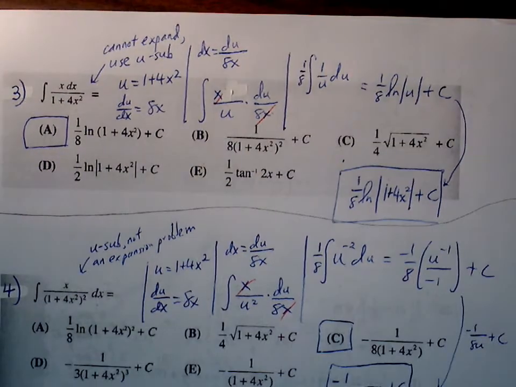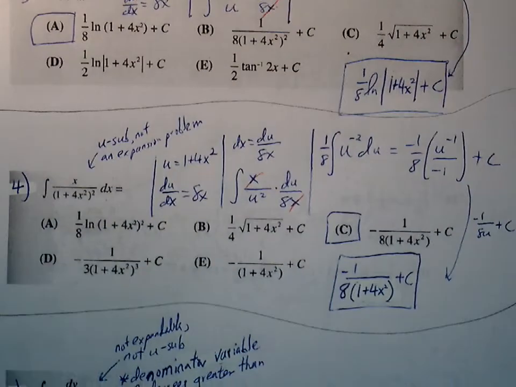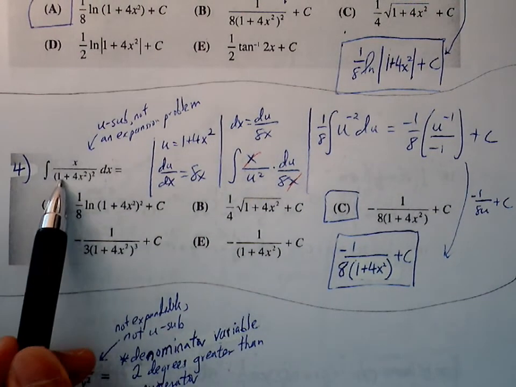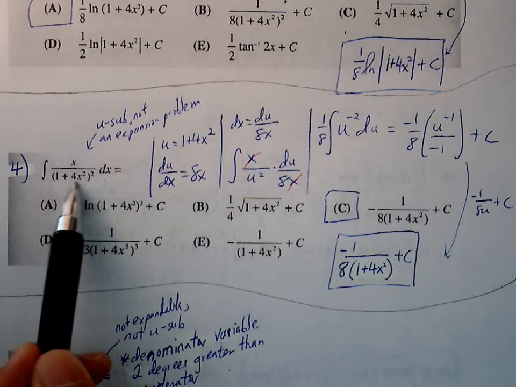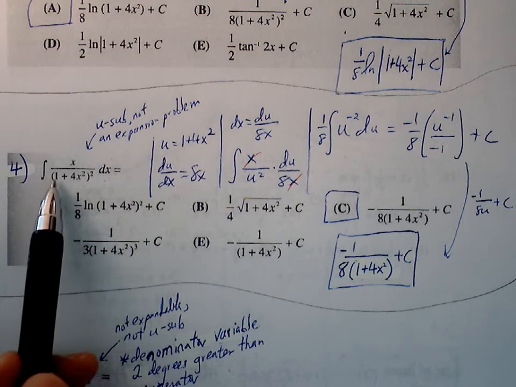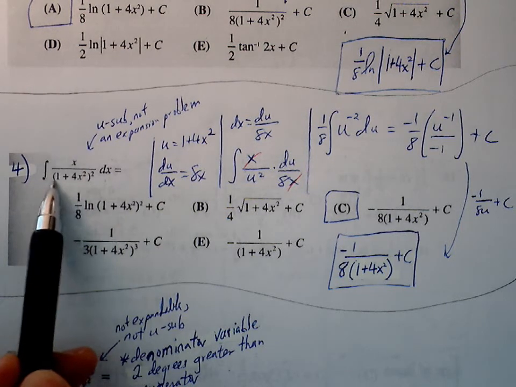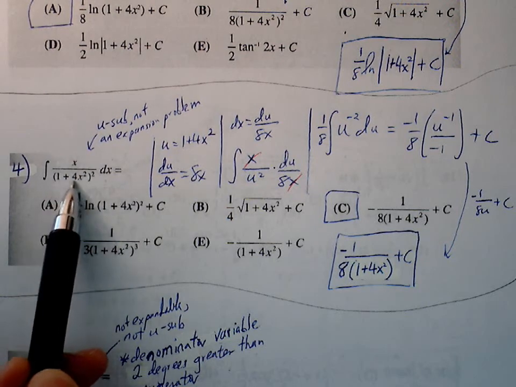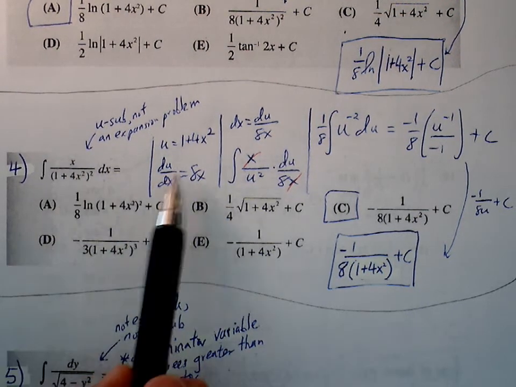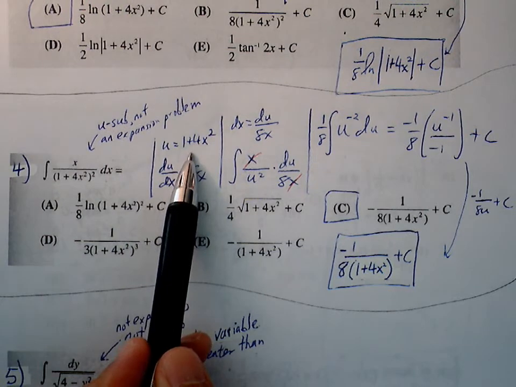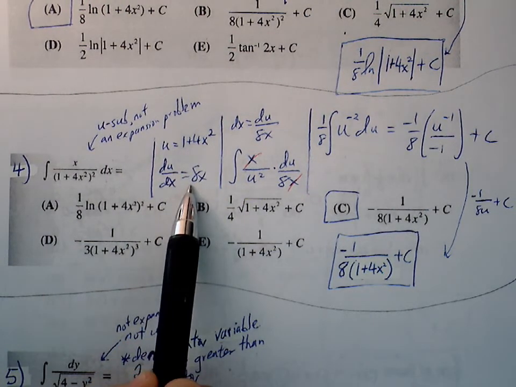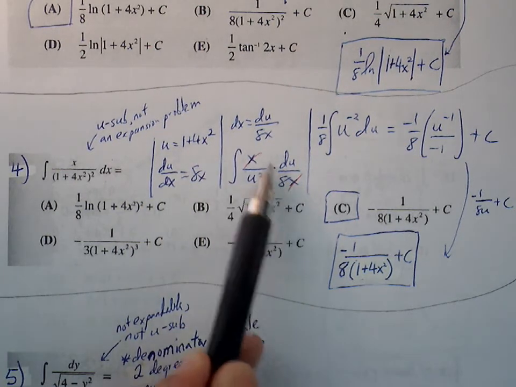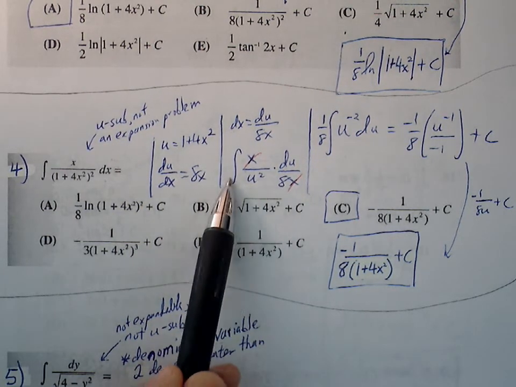All right, number 4. First option, can we expand? Too many terms in the denominator. So we look for U substitution. We look for our U value being, we see a set of parentheses, so let's try that. We'll just let what's inside the parentheses be our U value. 1 plus 4x squared. Derivative is 8x. Cross multiply. Dx equals du over 8x. X's cancel out. Push the 1/8 out in front.